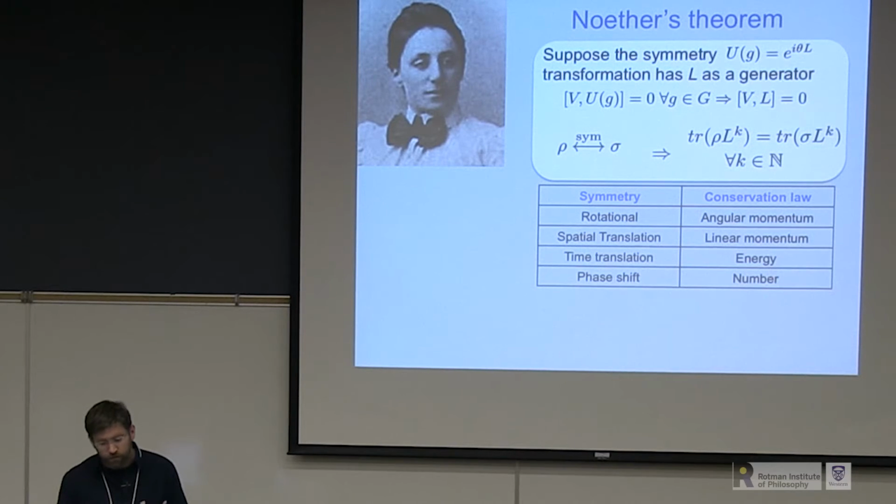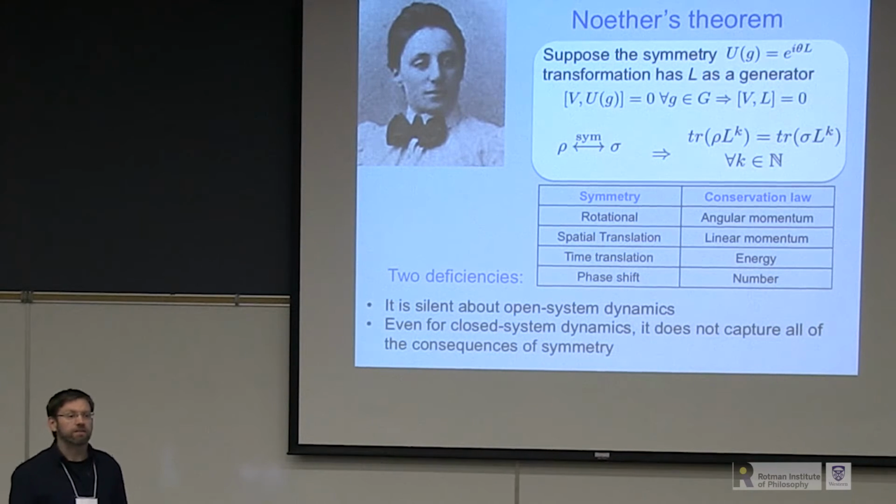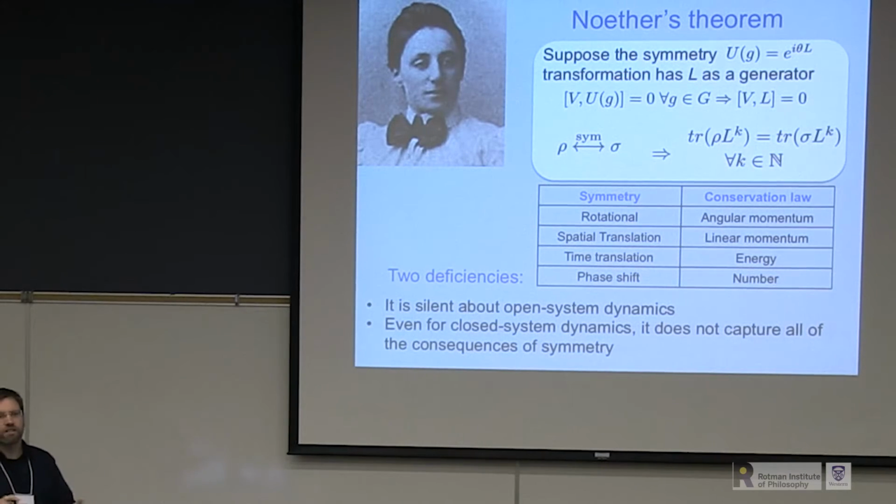There are two deficiencies, I would say, with Noether's theorem, which I want to address with this resource theory. The first deficiency is that it says absolutely nothing about open system dynamics. From the very start, it imagines that it's closed system dynamics that's described by unitary, and it just makes no statement about the circumstance where your system might be interacting with an environment and evolving not by a unitary, but by a completely positive map instead. But as we saw in the last couple of slides, it's very easy to define what it means for an open system dynamics to be symmetric, just covariance with respect to the action of the group. So there's an obvious question, which is, what are the consequences of symmetries for open system dynamics?